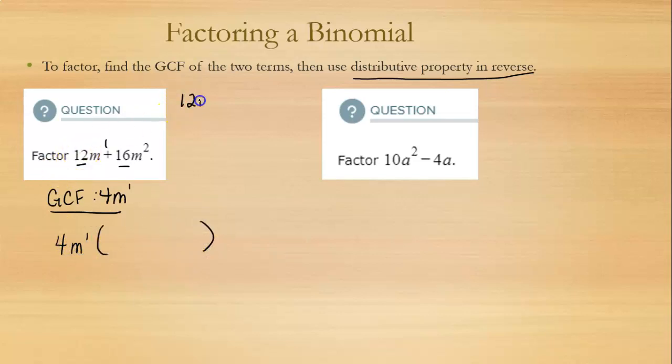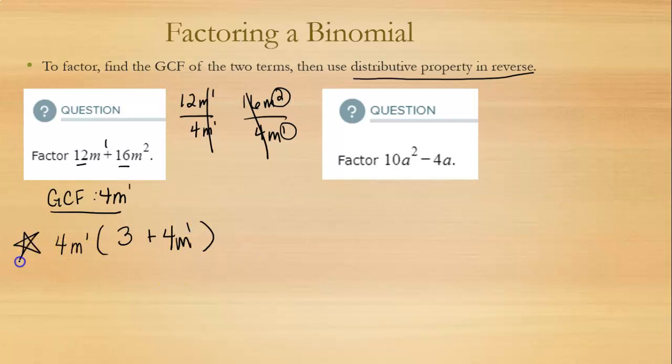Well, 12m to the 1 divided by 4m to the 1, if we write that off to the side, 12 divided by 4 is 3, m to the 1 divided by m to the 1 cancel, so you're just left with 3 for that term. For this one, we're doing 16m squared divided by 4m to the 1. 16 divided by 4 is 4. To divide with exponents, we subtract, so that's just m to the 1.